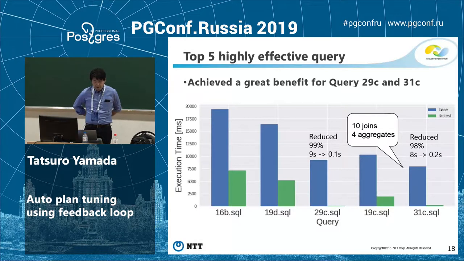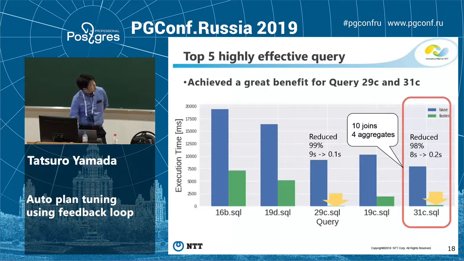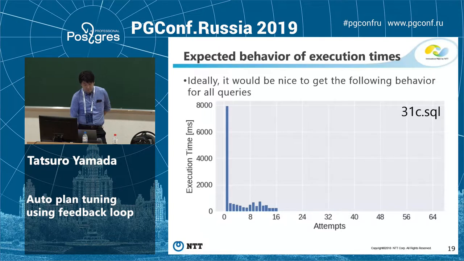This graph is a list of queries where the effect of shortened execution time was great. What happened to the 29 and 31 SQL? Actually, both the join order and scanning method have changed, making the plan more efficient. Let's see query 31C. This is ideal behavior because the execution time of successive plans doesn't get worse than the first plan. It is desirable that all queries have this behavior.